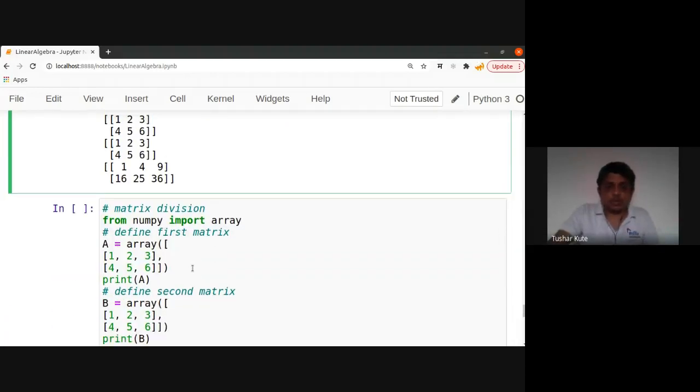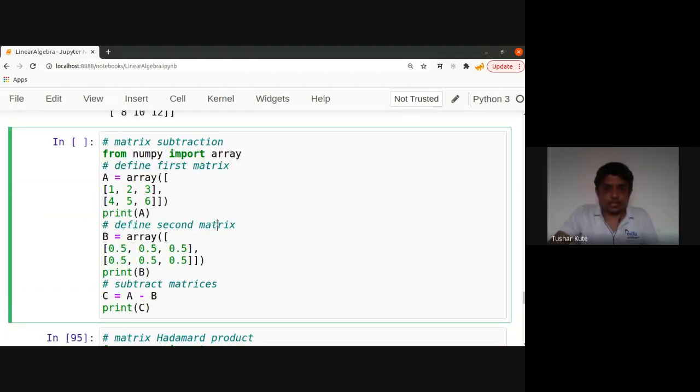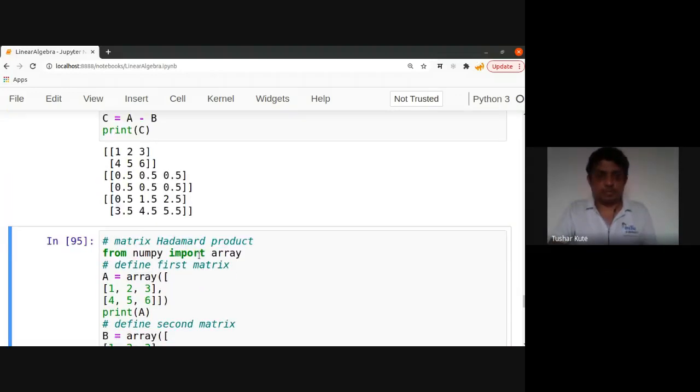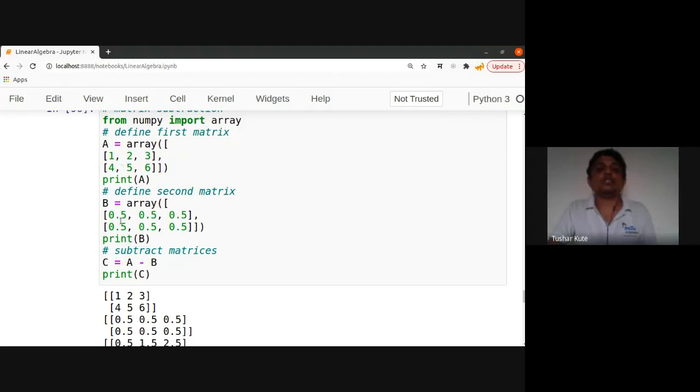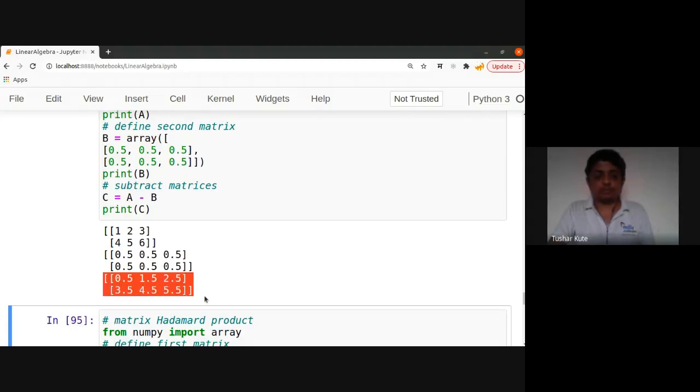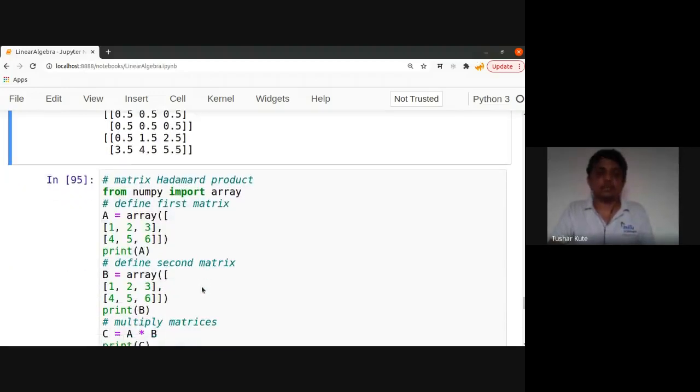The second, next we have seen, okay, sorry, subtraction was remaining. Subtraction is directly done by the minus operator. You can see this one: 1, 2, 3, 4, 5, 6. So 0.5 is subtracted from every number. Now you can see this is the final output. That is subtraction.